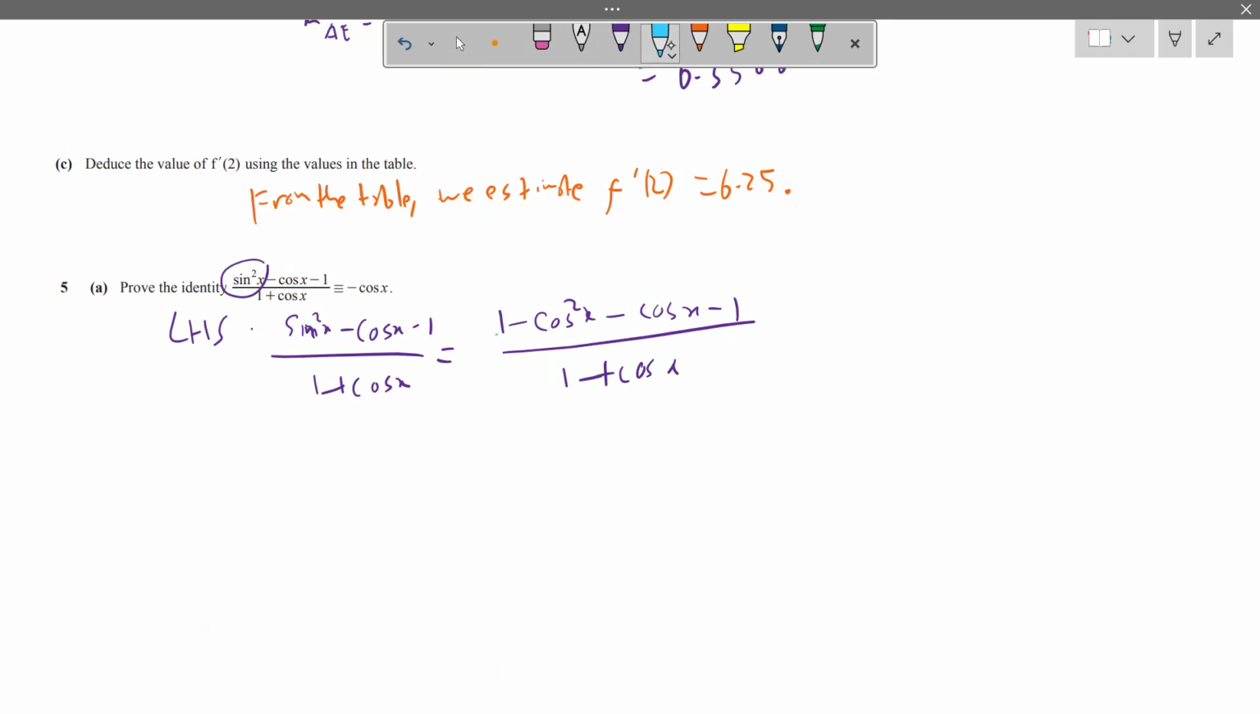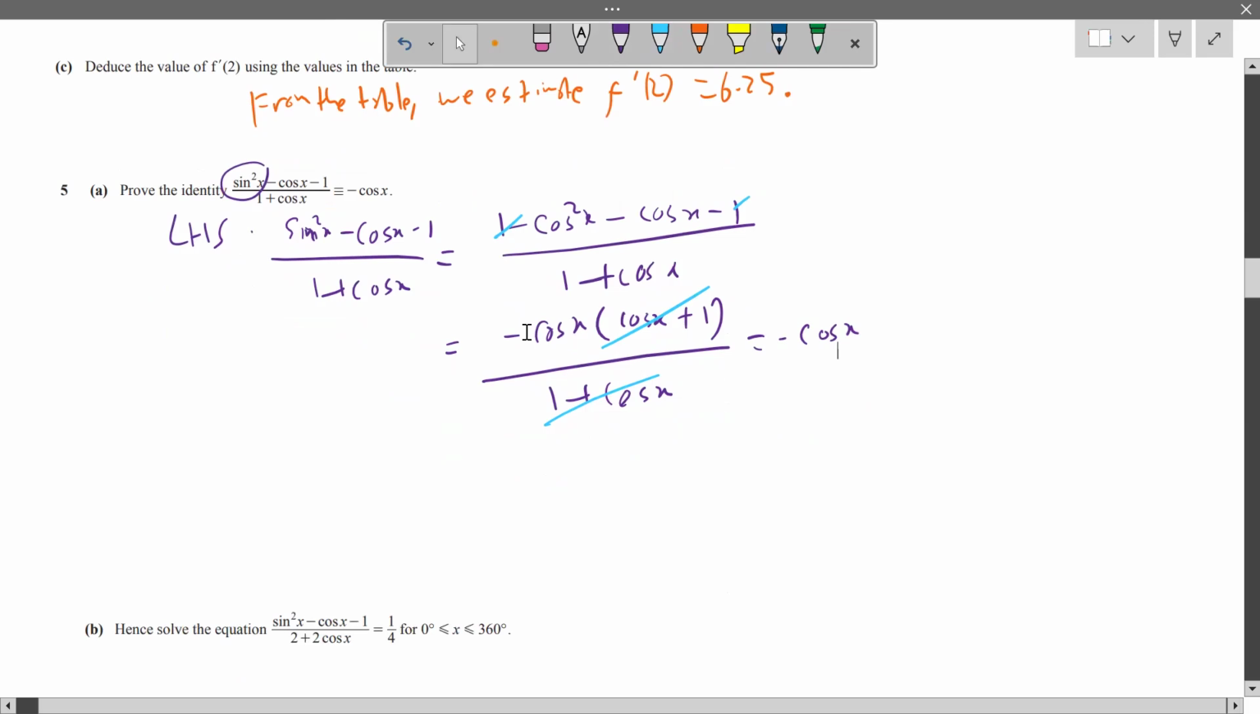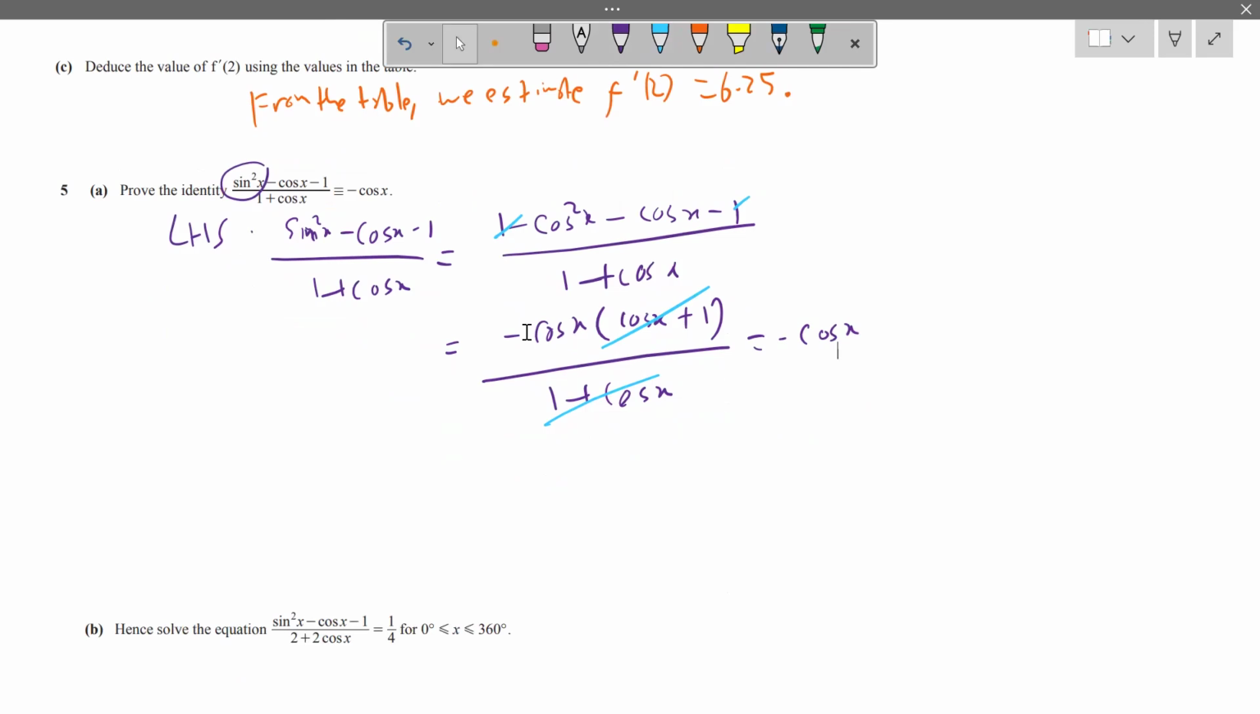The ones can cancel out like this, and then you're left with minus cosine squared x minus cos x. You collect cos x, you factor out cos x, and you get minus cos x times cos x plus 1 over 1 plus cos x. And now you can cancel out the cos x plus 1s. So this is equal to minus cos x. So it's proven that this is identical to the right-hand side.